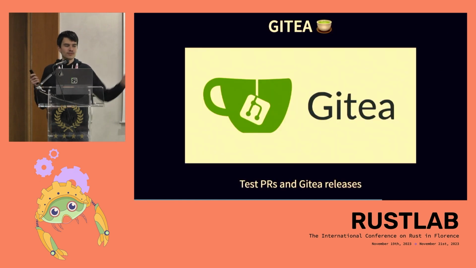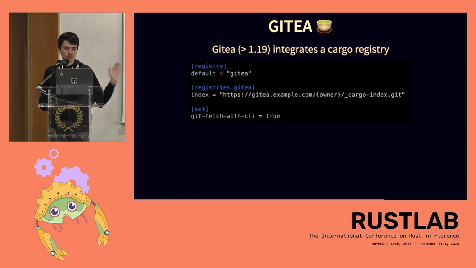Well, thanks to the power of open source. Git is open source, and so you can run it alongside your test suite to create PRs and releases, but instead of creating them on their website, you create them on localhost. Plus, Git, since version 1.19, integrates a cargo registry. So with this configuration file, Git can also host a private cargo registry for you. So basically, just with Git, I am able to have all the external dependencies I need.